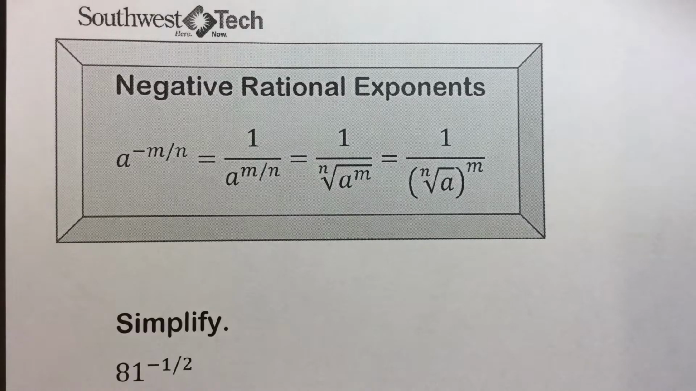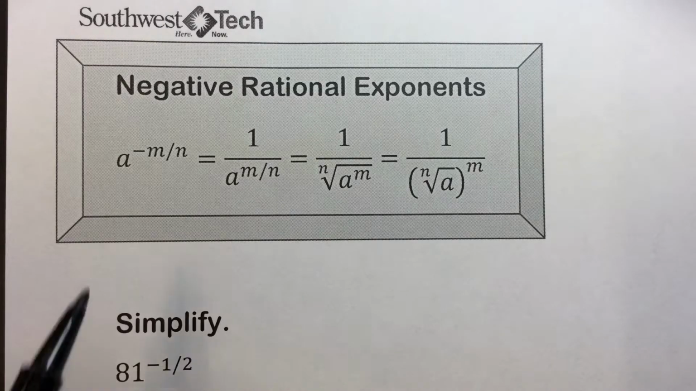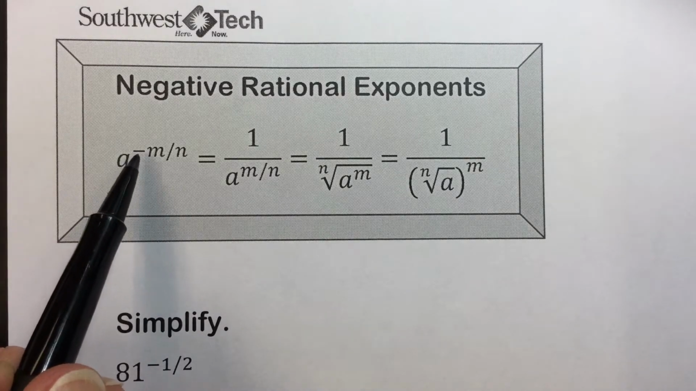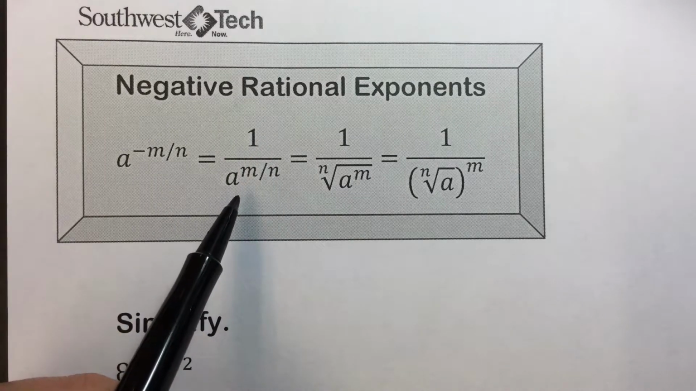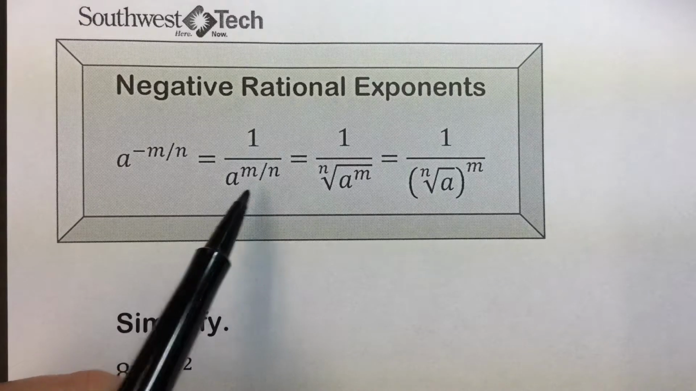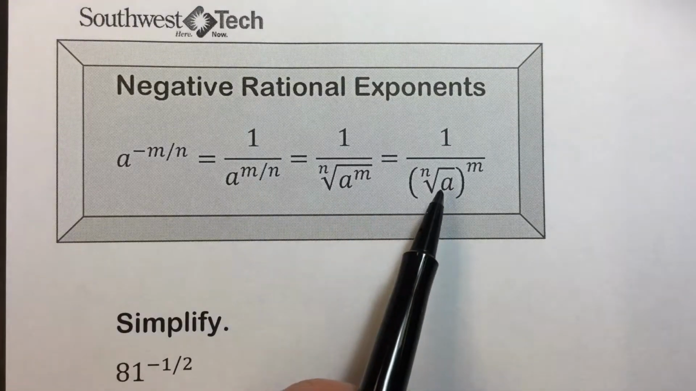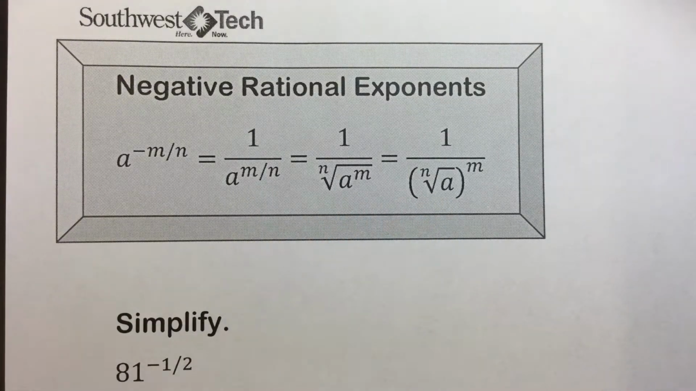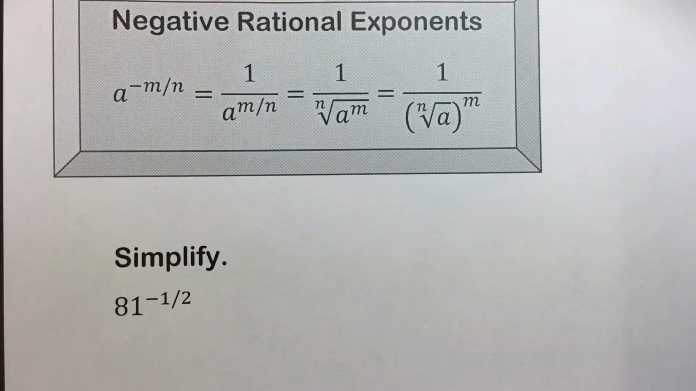When we have a base with a negative rational exponent, the first thing we will do is eliminate the negative exponent by taking that term to the denominator. And then, dealing with the rational exponent, we have two choices that are equivalent for simplifying the term. Let's take a look at this example here.